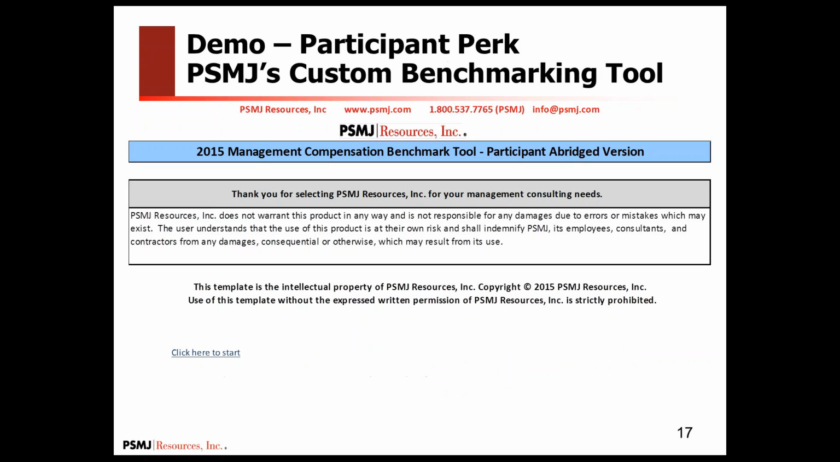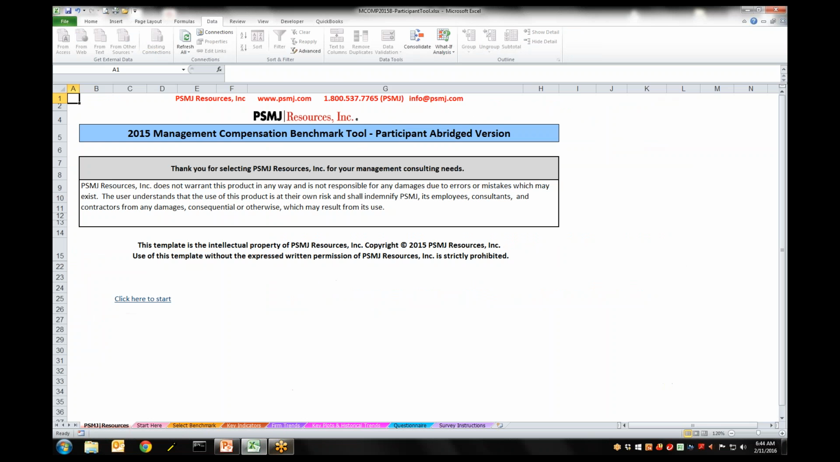So I want to talk a little bit more about that briefly. The intent behind the benchmarking tool is that we want to say thank you. So we want to share some of the data back with you. It's an Excel-based tool, so you can benchmark your firm with the click of your mouse. So let me escape out of PowerPoint and we'll go over to the Excel file real quick.